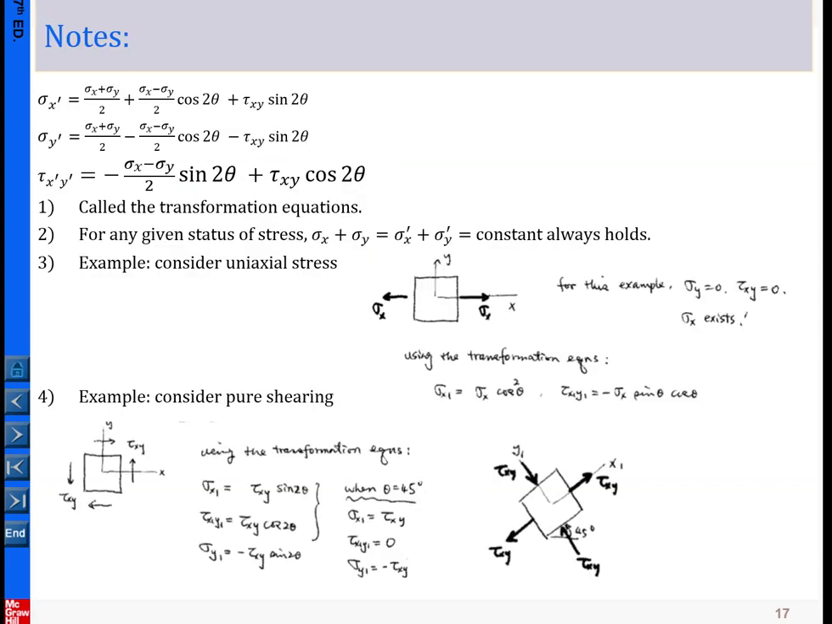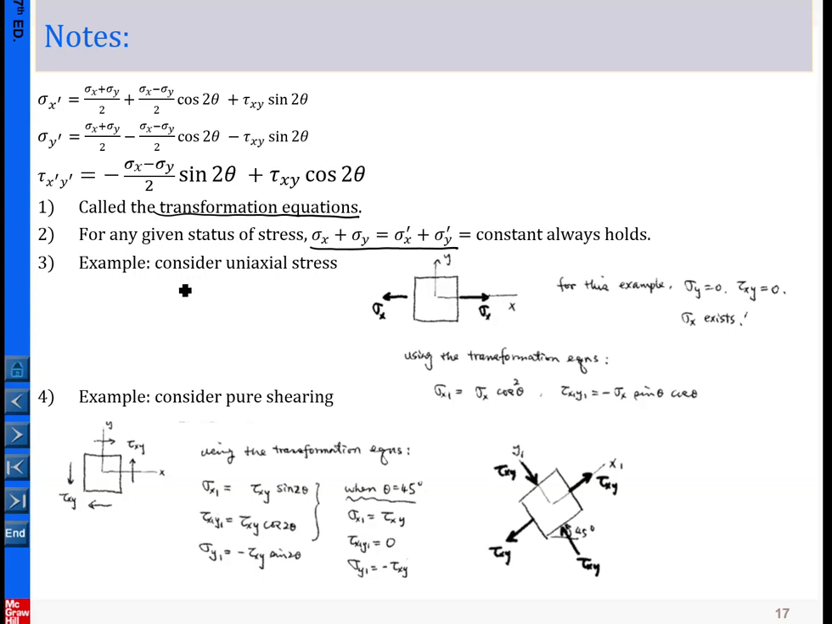Okay, so those are the notes, and we've seen this, okay? That is called the transformation equations. And again, we call the normal stress invariance. That means the summation of the normal stress components must be the same, doesn't matter which theta you work on.